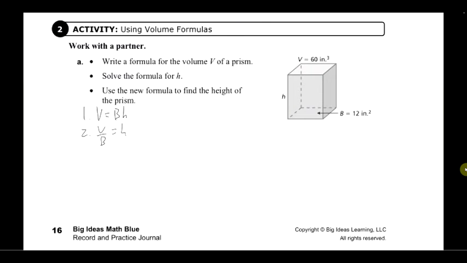And then lastly, let's substitute what we know. Parentheses divided by parentheses. The volume is given to us as 60, divided by 12. If you remember from last year's math minutes, that just equals 5 inches.